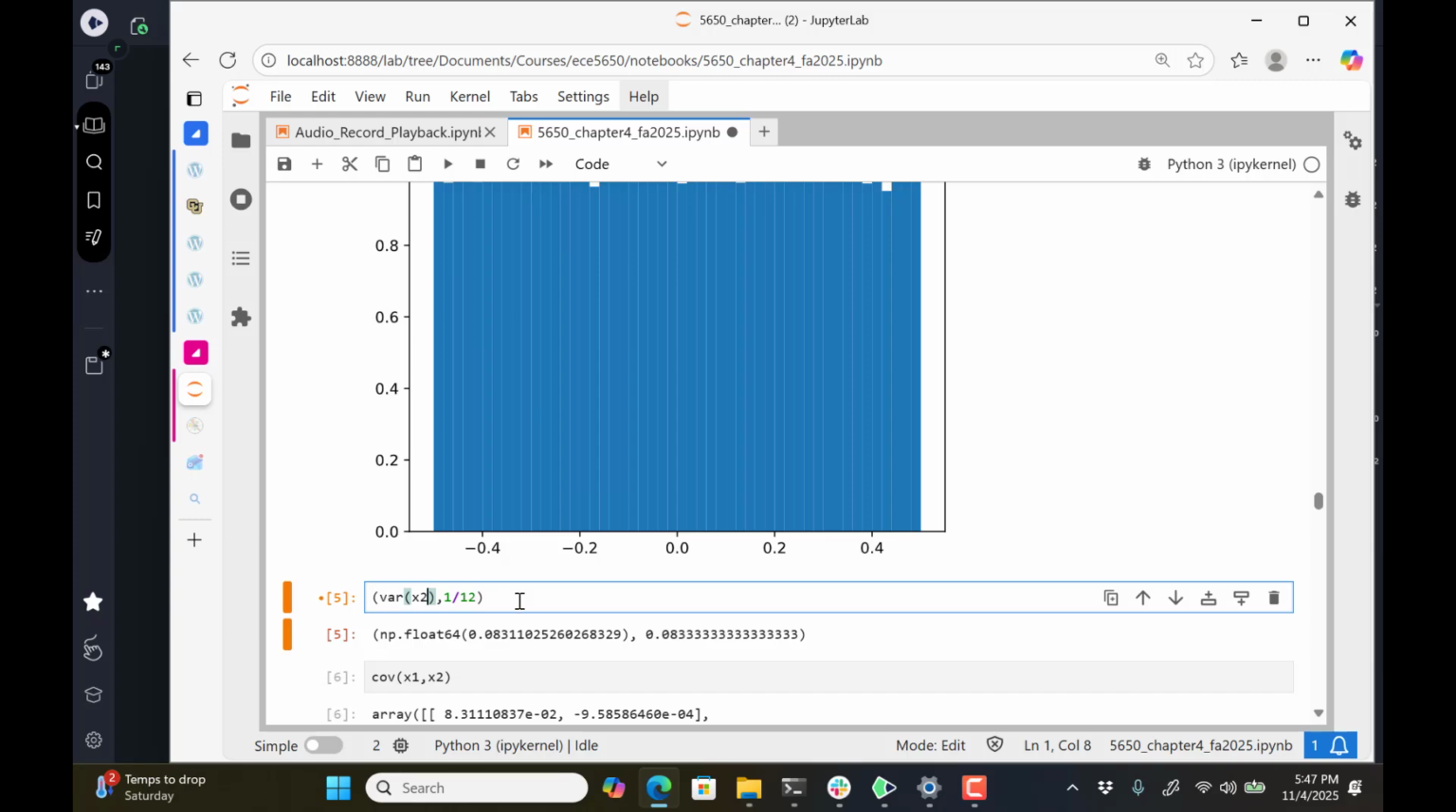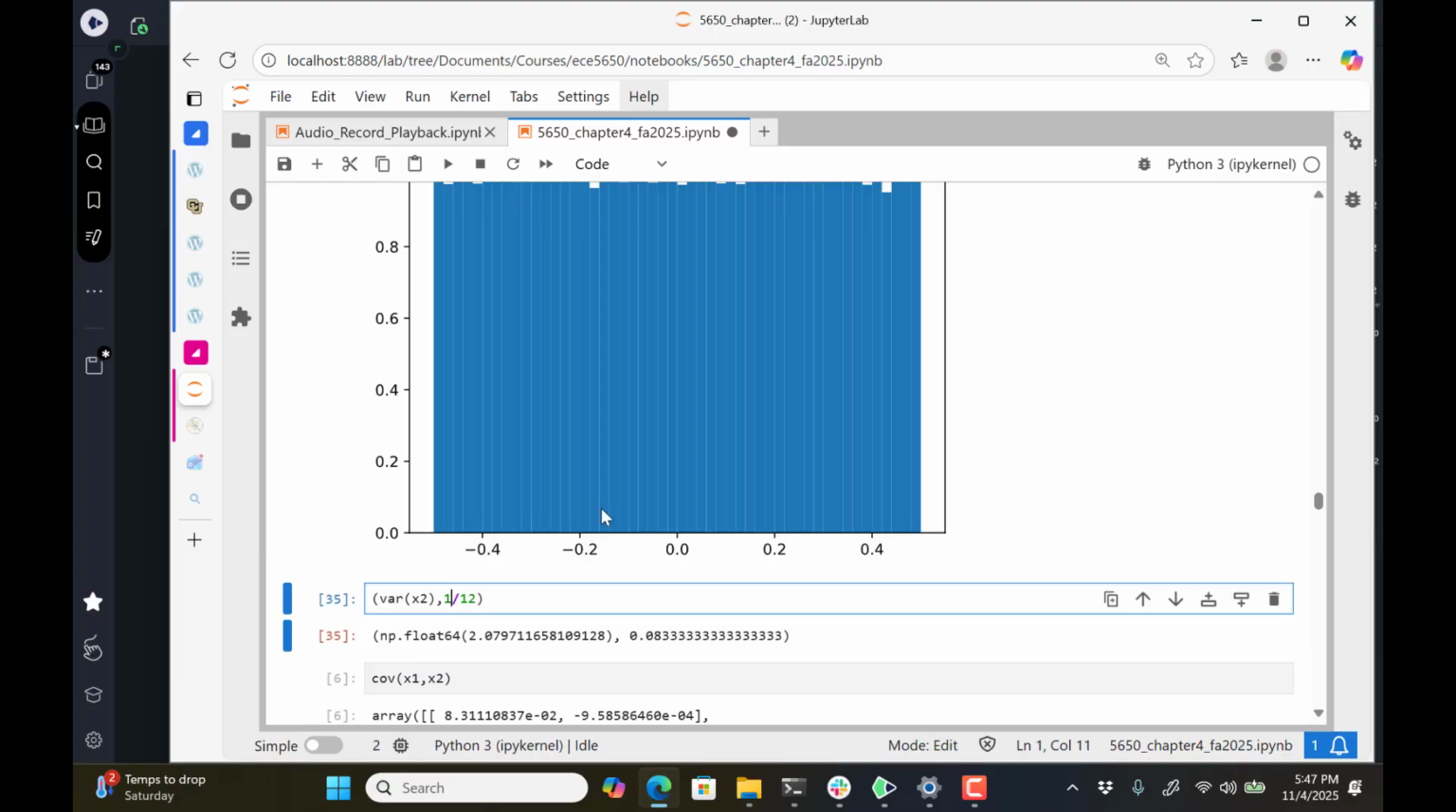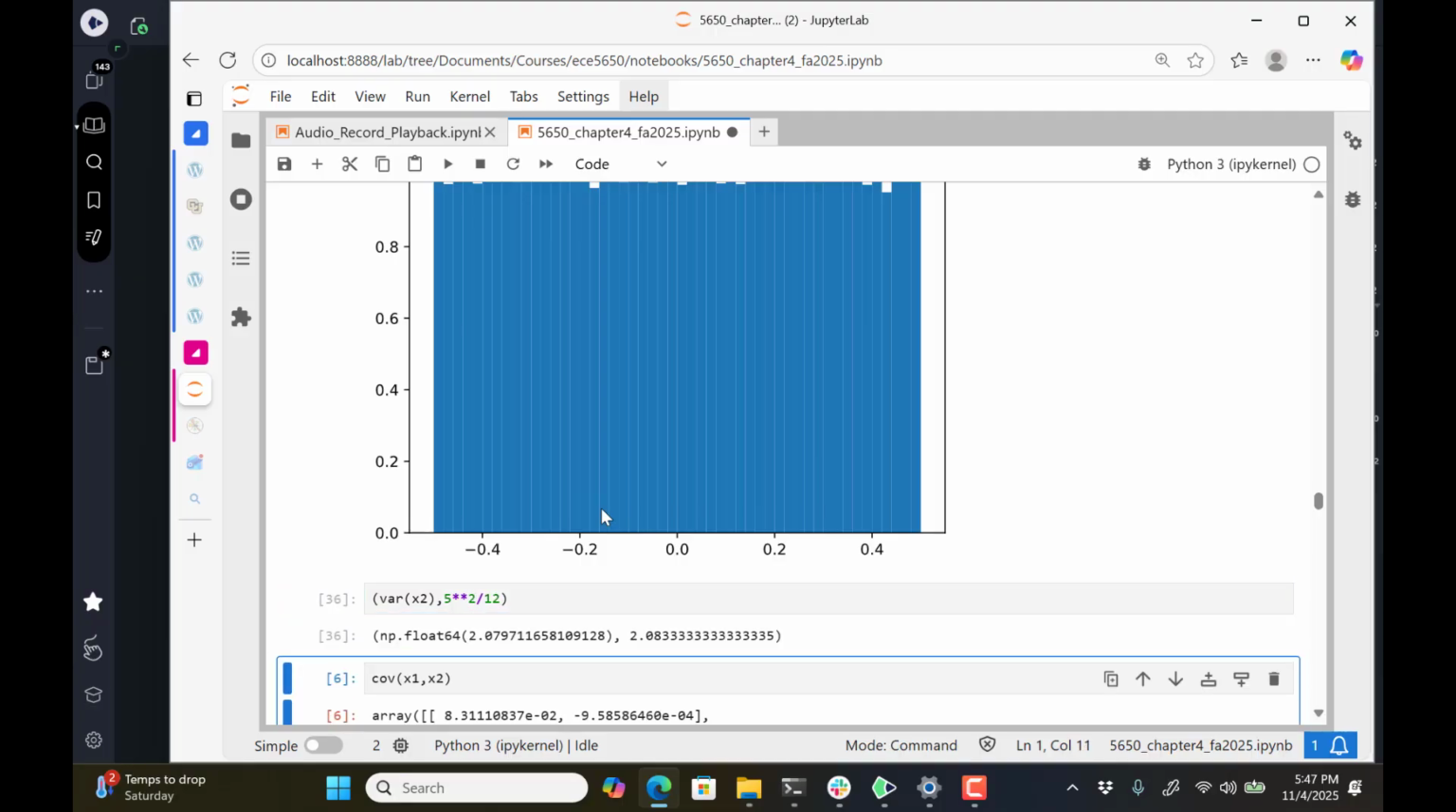I'll just do it here. There's my answer, but if I want to compare it, it's no longer 1 over 12, because the width of the uniform is now 5 points wide, so rather than 1 squared, it's going to be 5 squared. Look good? The two numbers are pretty much the same: 2.079, 2.083. I'm running 100,000 samples, so I'm getting really good statistical accuracy.